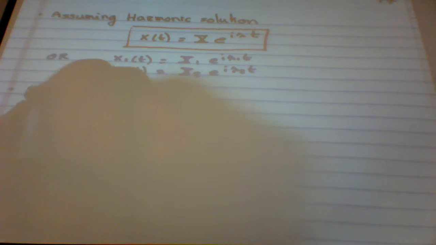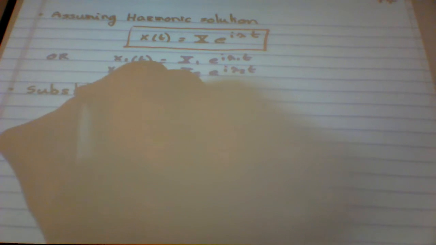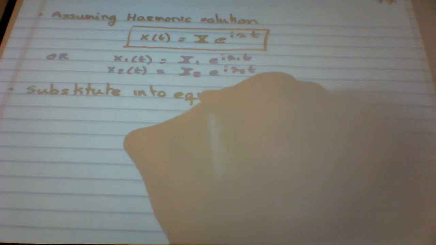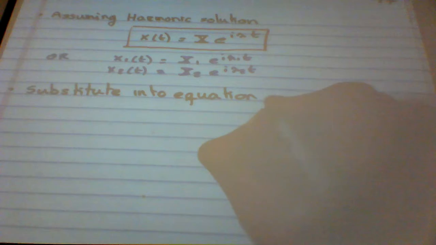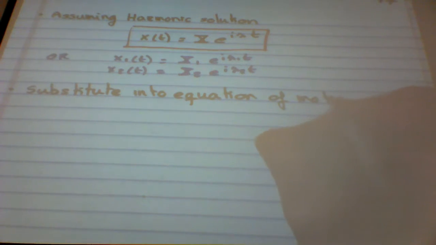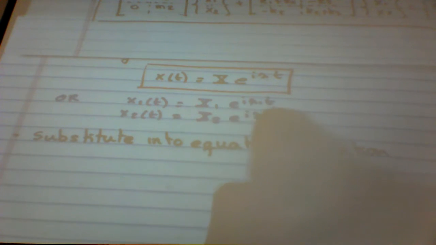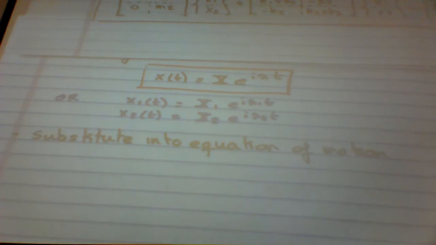So if we substitute into the equation of motion, what are you going to get if you differentiate once x1 of t? You're going to get X1 i lambda 1 times the exponential of i lambda 1 t, no? If you differentiate twice, you're going to get minus lambda 1 squared X1 times the exponential of i lambda 1 t, because i squared becomes negative. All right?